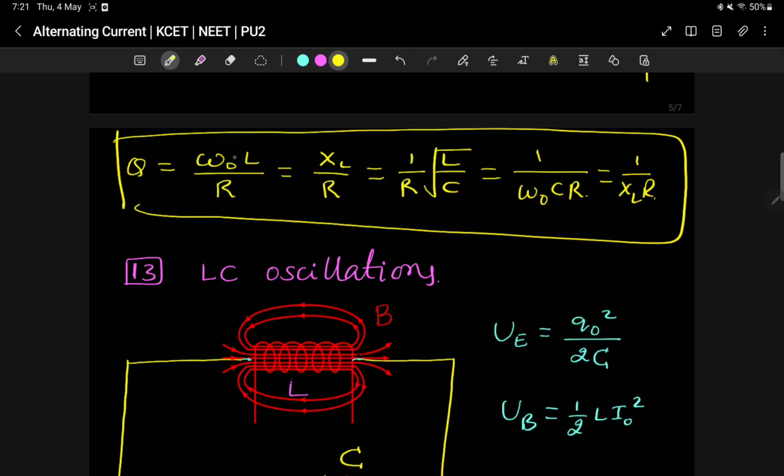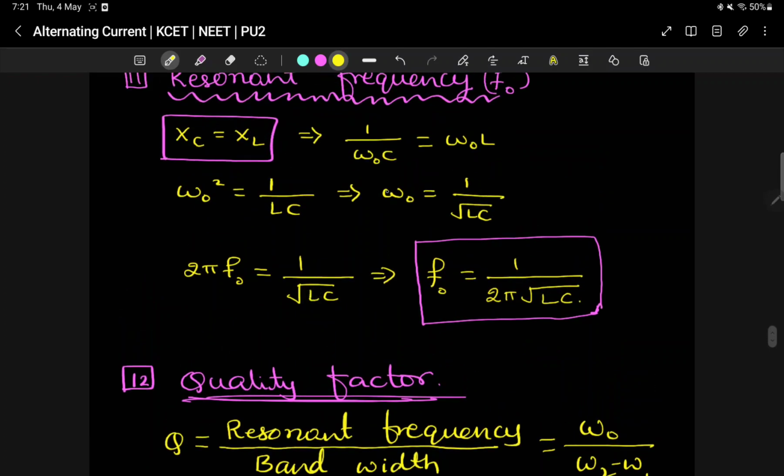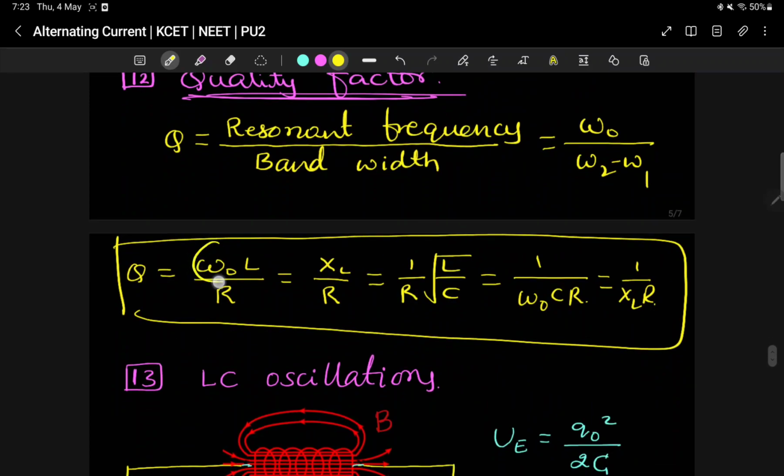For this, if you substitute the value of omega naught, what is the omega naught value? Omega naught is equal to 1 divided by square root of LC. Substitute that here, and from that you get this one. After substituting the value of omega naught, you can get this one also. You can cross check that.